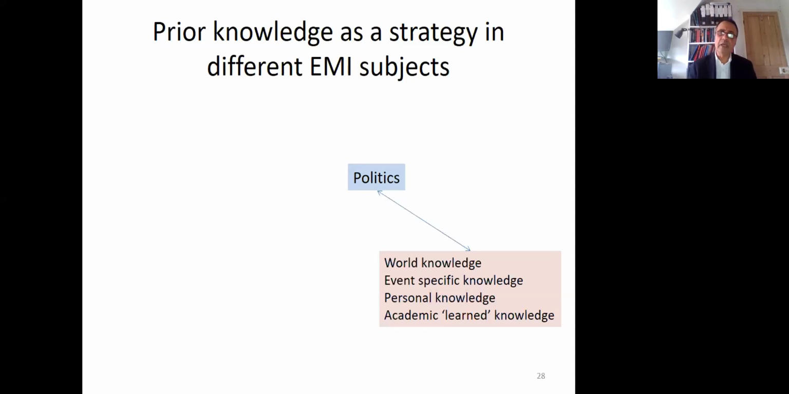curriculum, then it's very likely, even if you haven't done politics before you embark on that course, you'll have some world knowledge of politics. We all have some world knowledge of politics. We even have some event specific knowledge. Yeah, well, I won't mention particular recent ones. We also might have some personal knowledge of politics. Somebody in the family may have been involved in political activity. And then you will have some academic knowledge where some technical terms may have been used, which aren't used, if you like, by the media.